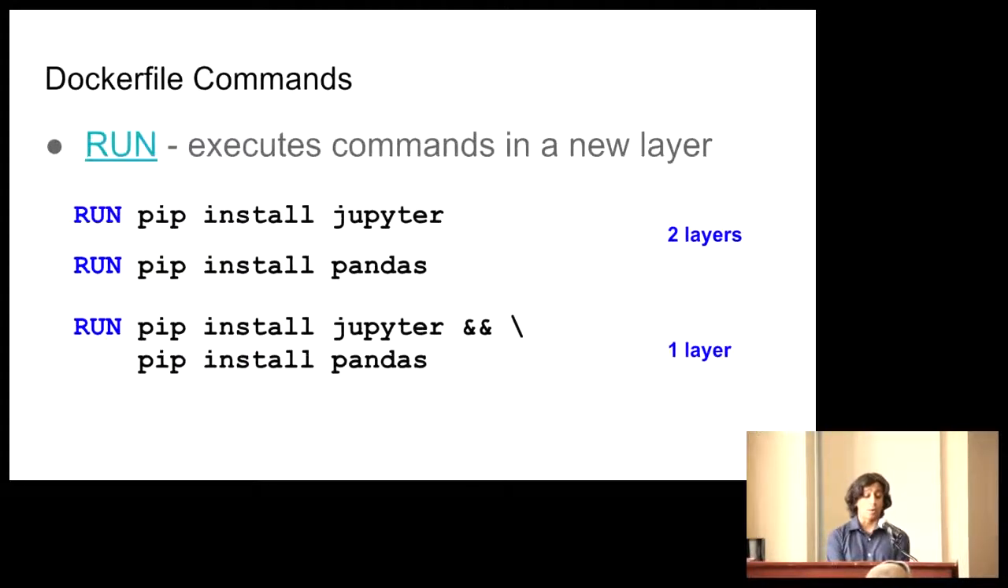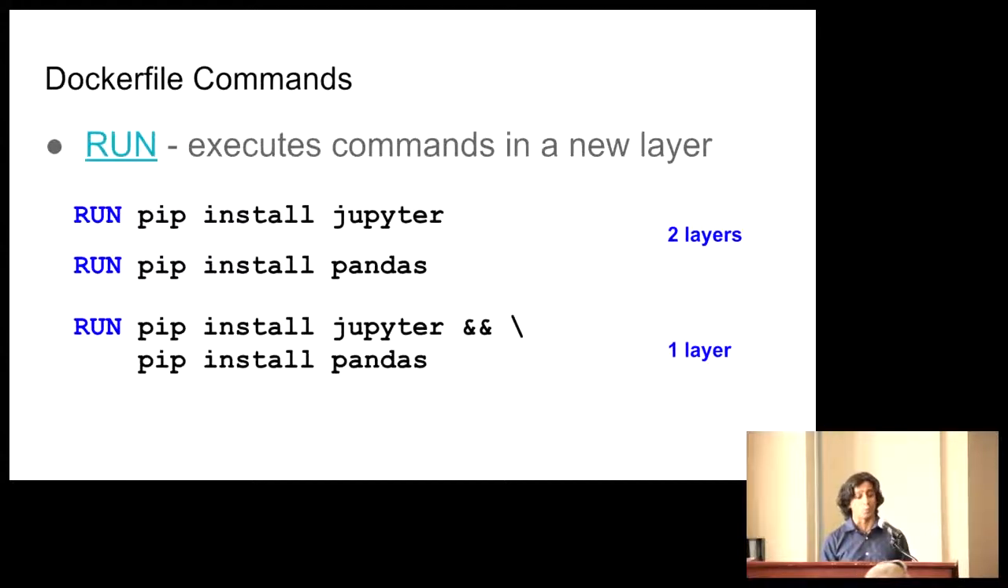There's also a RUN command, and what that does is execute a command inside of our container, and it creates a new layer, and then it commits those results. And so each time we use a command in the Dockerfile, it's going to create a new layer. Say we want to install Jupyter and pandas: if we do RUN pip install jupyter, and then have another line that says RUN pip install pandas, that's actually going to create two layers.